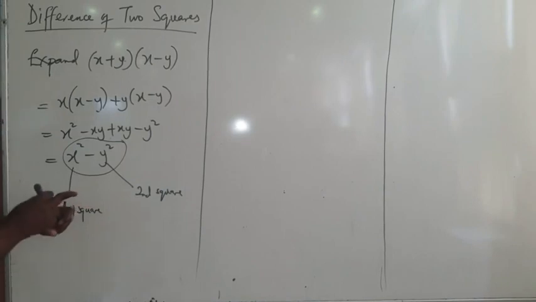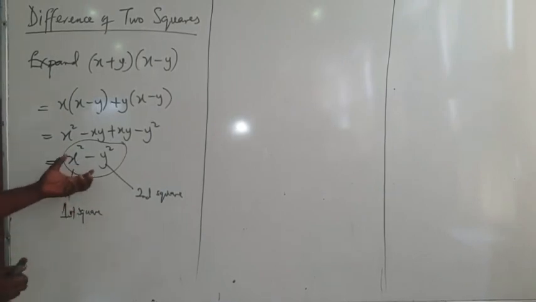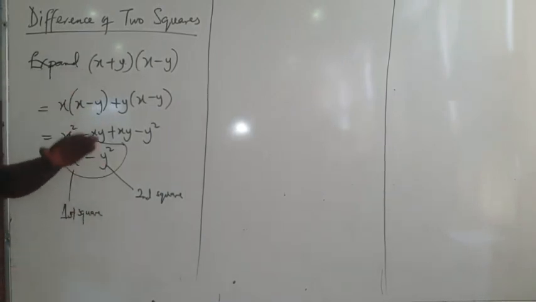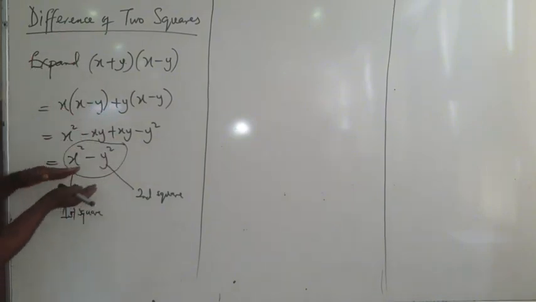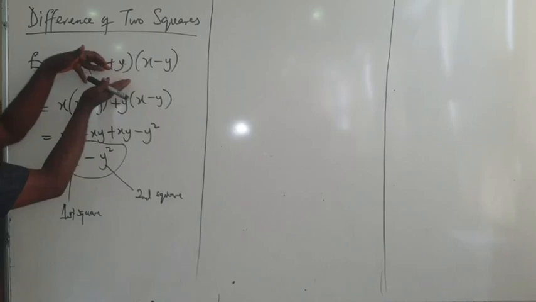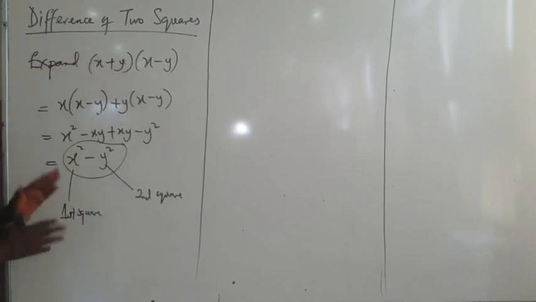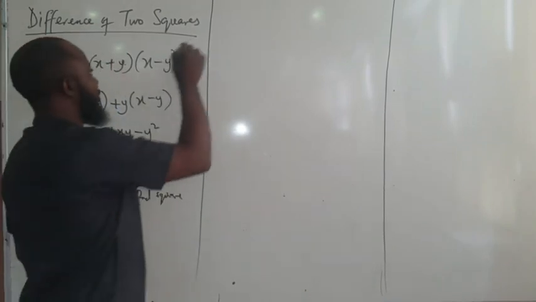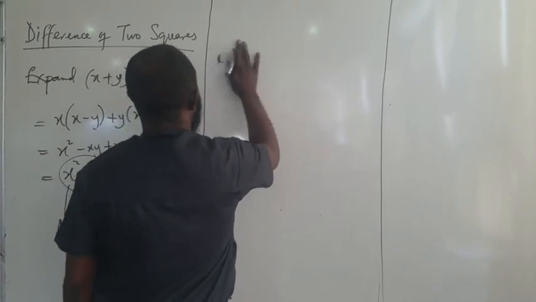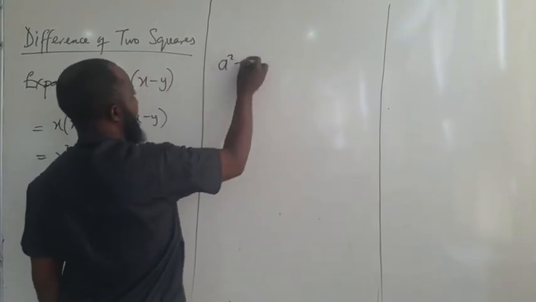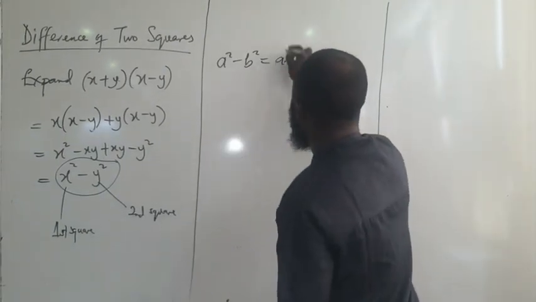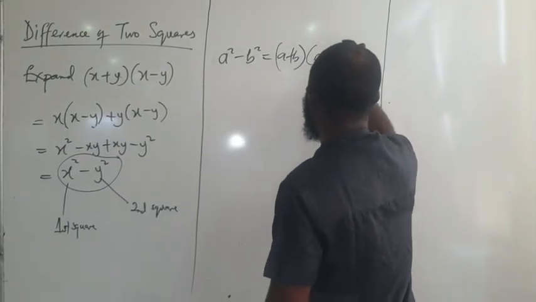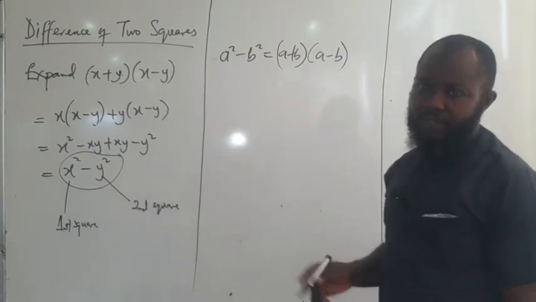So it means that when you are asked to factor, this is expansion, and the opposite of expansion is factorization. So if I ask you to factorize this one, you are going to get this. That's what it means. Difference of two squares is just that when you have to factorize a squared minus b squared, your answer is a plus b, and then a minus b.